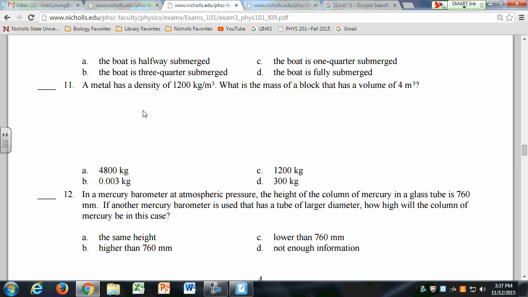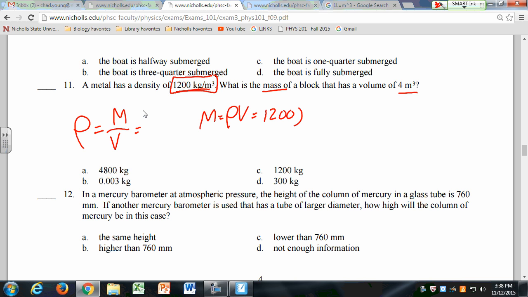You'll have some basic density stuff. Here a metal has a density given. I want to know the mass of a block that's 4 cubic meters. Again, know the equation and know what numbers to put in. The equations are on your sheet. Be careful though, because on the test I don't give any densities. I might tell you what the object is, but you'll need to go back and look on that equation sheet. I'm looking for the mass. The mass is equal to the density times the volume. So it's 1,200 times 4, which is 4,800 kilograms. A is the right answer there.